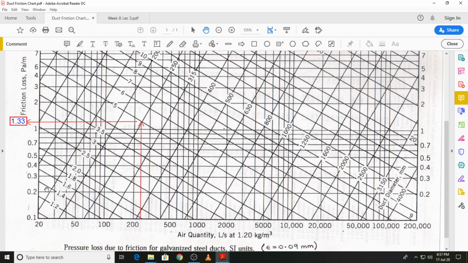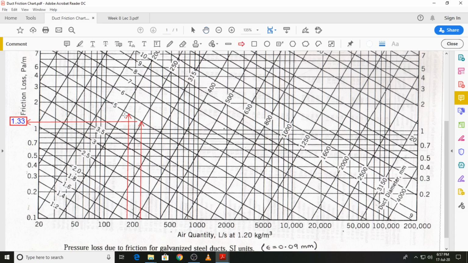Then we move on to the next segment, segment 2. The volume flow rate is 166 liters per second. The velocity remains the same. This is 100, and 166 is probably somewhere over here. And again we have to move to the 5 meters per second velocity line.